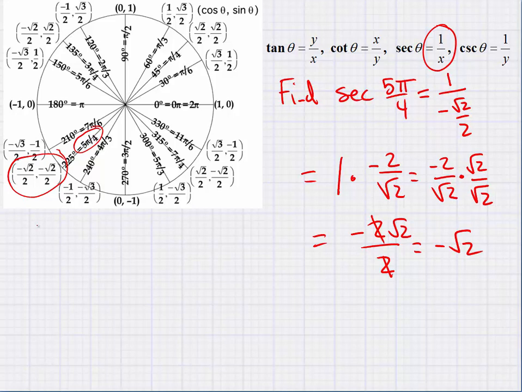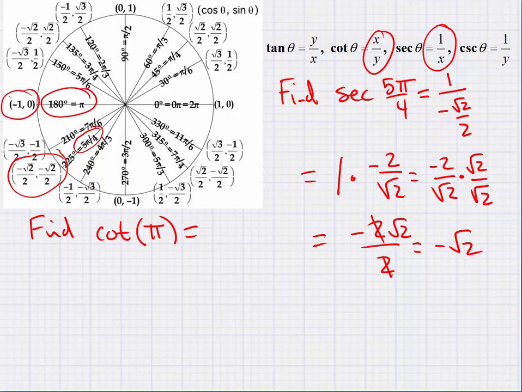But here's what you got to watch out for. If I say find the cotangent of pi. Cotangent is defined by x over y. Here's pi. Here's negative 1 over 0, negative 1, 0. And if I did that, negative 1 over 0, I get something that's undefined.